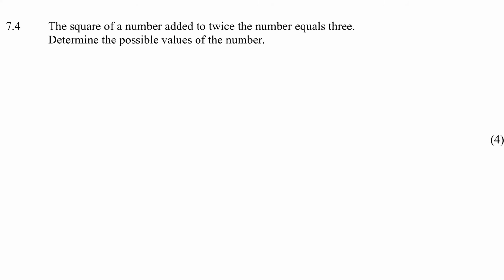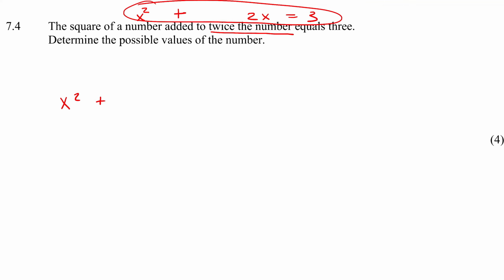The square of a number. A number, we will call that x. So the square of x is x squared. If you add that to twice the number, what is the number? We said the number was x. The answer should be 3. There we just made our equation straight away. So x squared plus 2x equals 3. And now we need to solve this. You need to identify that this is a quadratic equation.